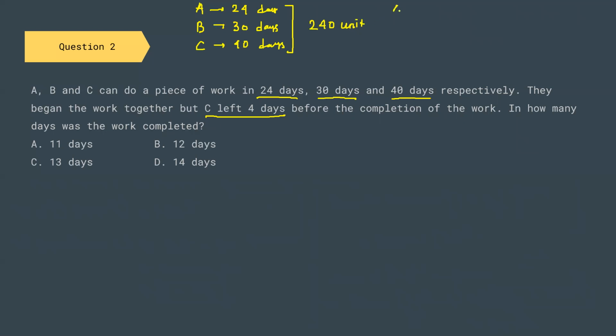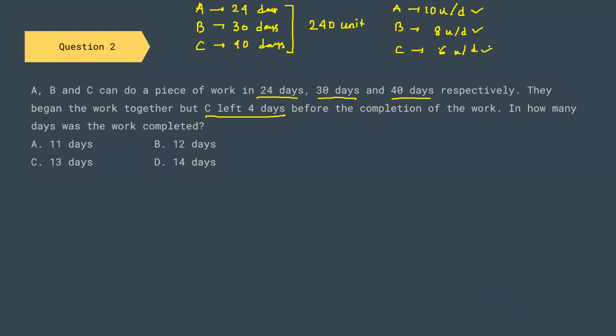240 units. So A is doing 10 units of work per day, B is doing 8 units of work per day, and C is doing 6 units of work per day. So again we can see this. 240 divided by 24 is 10, so A is doing 10 units of work. 240 divided by 30 is 8, so B is doing 8 units of work. 240 divided by 40 is 6, so C is doing 6 units of work.